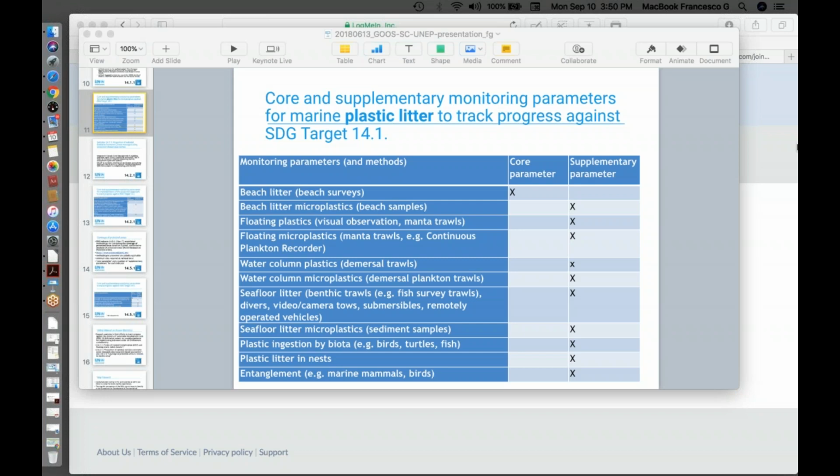And the idea is to have all the countries or most of the countries reporting on core parameters. And then for the way forward for next year's work, the idea is to have supplementary parameters becoming core parameters, especially those supplementary parameters that are critical for reporting on specific issues.